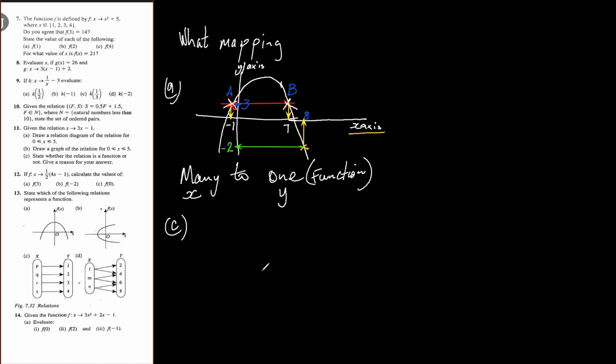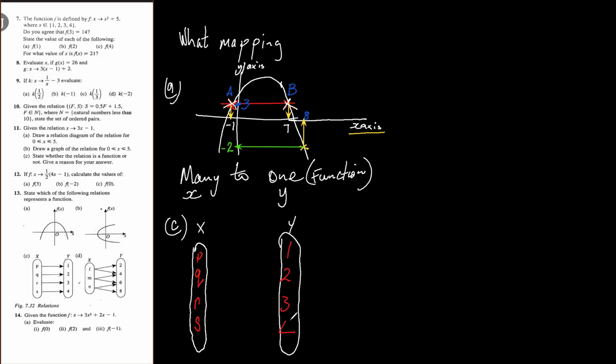I'm looking at C. So in part C, they gave us X values, which is the domain, and a set of Y values, which is the range. So let's plug in the values. It's P, Q, R, and S. And Y is 1, 2, 3, 4.